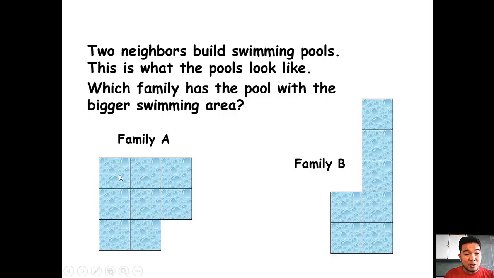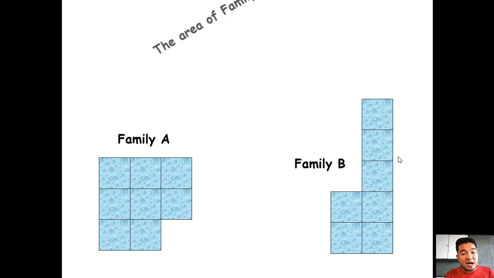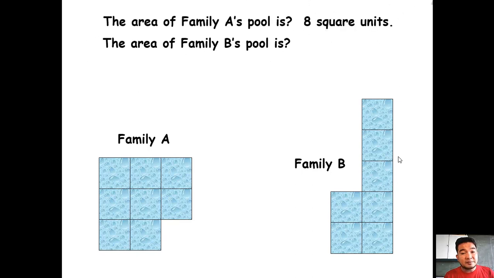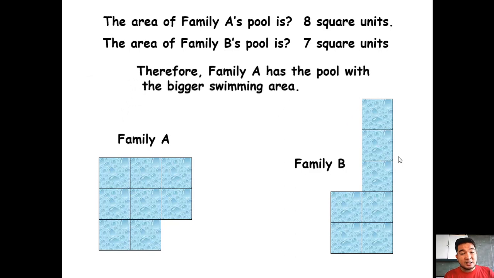So we count the number of squares. So we have 1, 2, 3, 4, 5, 6, 7, 8 for family A. And then for family B, we have 1, 2, 3, 4, 5, 6, 7. So obviously, ang family na mayroong mas malaking swimming area ay ang family A. So family A has the pool with the bigger swimming area because the area of family A's swimming pool is 8 and the area of family B's swimming pool is just 7 square units. So mas malaki yung kay family A.